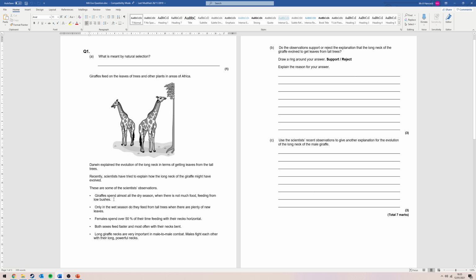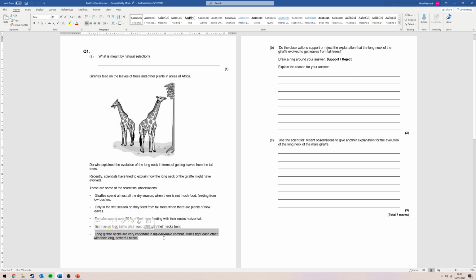Let's have a look at these bullet points. Giraffes spend almost all the dry season, when there is not much food, feeding from low bushes. They're feeding from low bushes, you don't need a long neck. Only in the wet season do they feed from tall trees when there are new leaves. So when it's the wet season, you do need a long neck. Females spend over 50% of their time feeding with their necks horizontal. Well, females don't need a long neck at all then, pretty much. Both sexes feed faster and most often with their necks bent. Again, you don't need a long neck.